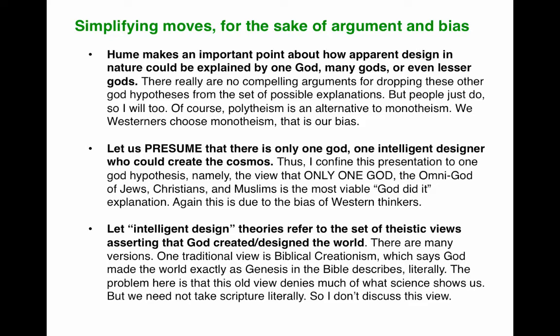Let us presume that there is only one God, one intelligent designer who could create the cosmos. Thus, I confine this presentation to one God hypothesis, namely the view that only one God, the omni-God of Jews, Christians, and Muslims, is the most viable God did it explanation. Again, this is due to the bias of Western thinkers. Let intelligent design theories refer to the set of theistic views asserting that God designed the world. There are many versions. One traditional view is biblical creationism, which says God made the world exactly as Genesis in the Bible describes, literally. The problem here is that this old view denies much of what science shows us. But we need not take Scripture literally, so I don't discuss this view.